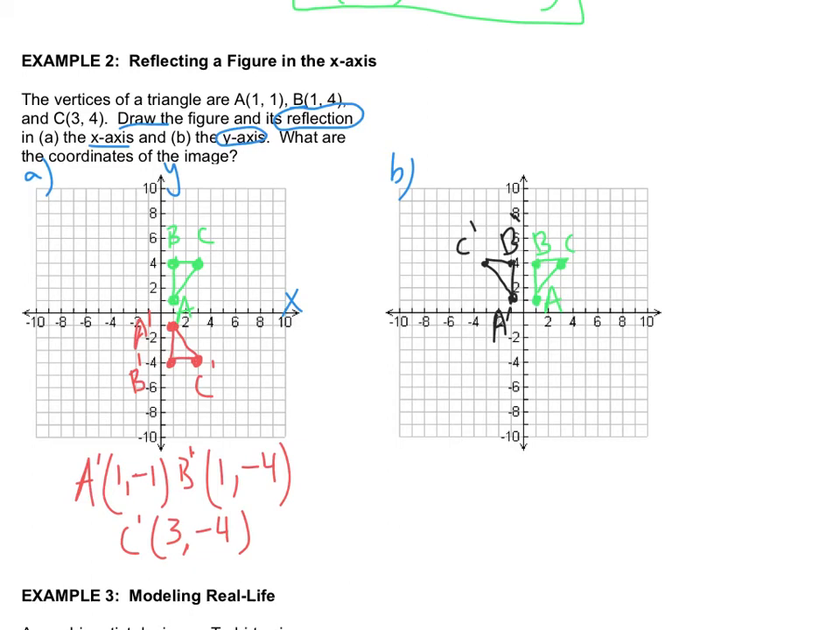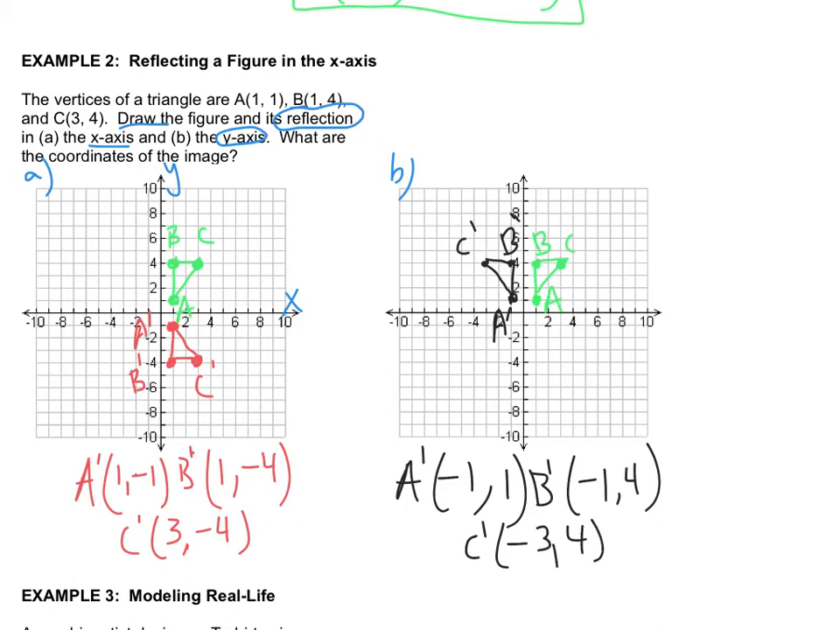And the last part is we're supposed to be giving the coordinates. A prime is sitting at negative 1, 1. B prime is sitting at negative 1, 4. C prime is sitting at negative 3, 4.